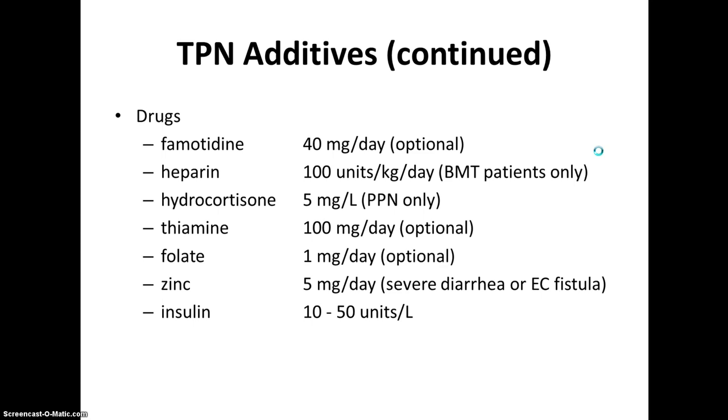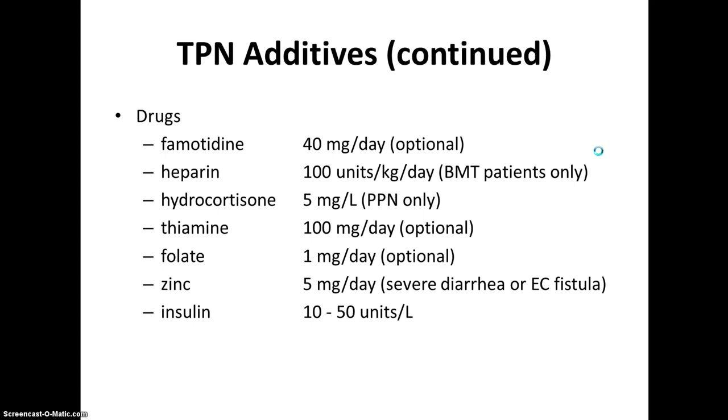H2 blockers, heparin can go in the TPN, but we typically only do that for bone marrow transplant patients. Hydrocortisone is good to add to a peripheral parenteral nutrition solution, or a peripheral TPN, because it gives an anti-inflammatory protection to that peripheral vein, prevents the phlebitis that's so common with peripheral TPNs. But there's no reason to put that in a central vein TPN.